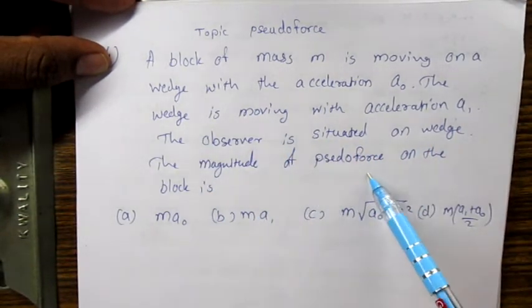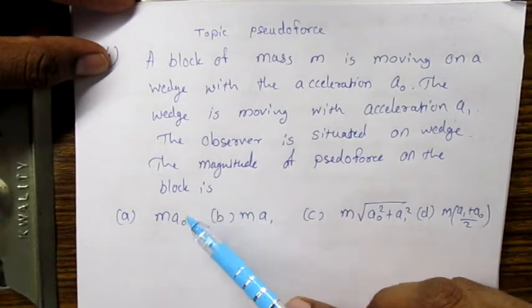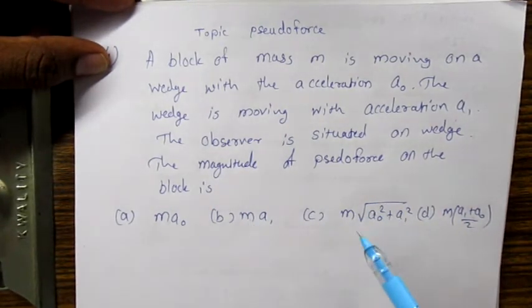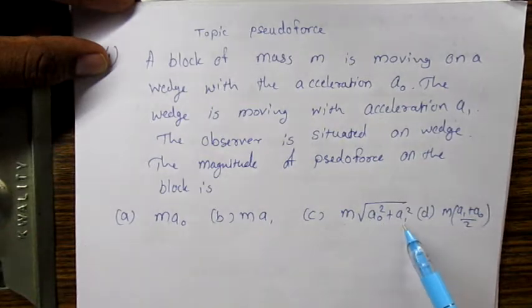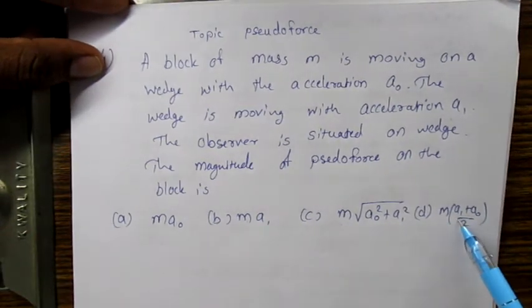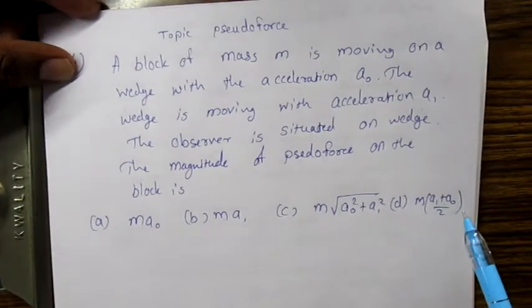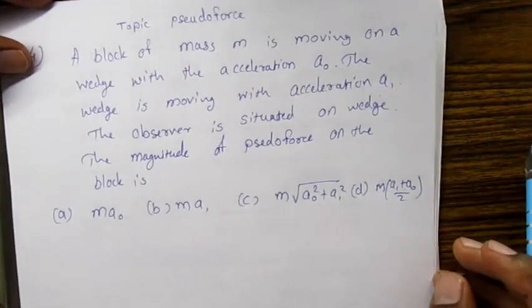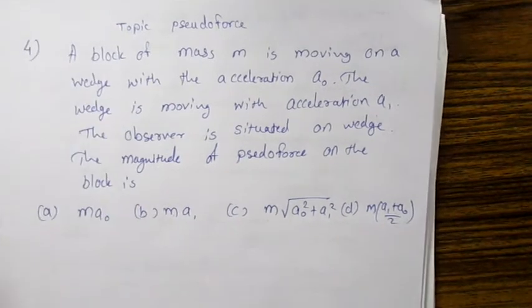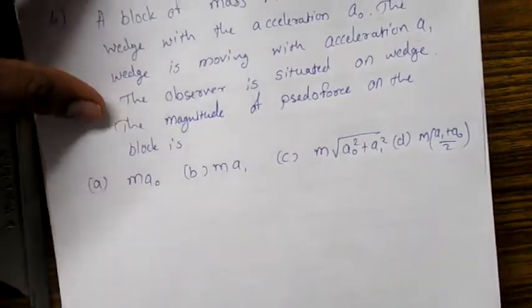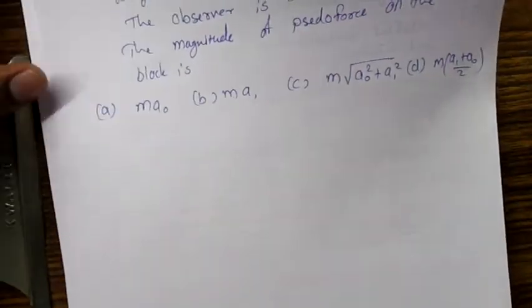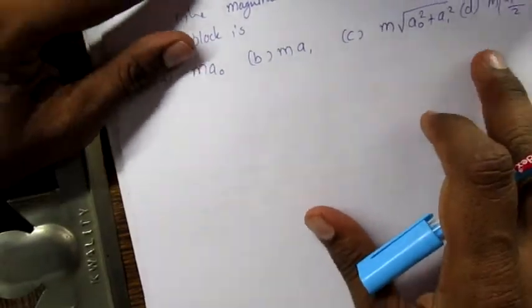The magnitude of pseudo force on the block is: ma0, ma1, m under root of a0 square plus a1 square, m(a1 plus a0)/2. Fine. So these are the options given in the question. Okay, so what is pseudo force? You should first know the concept of pseudo force. So I'll brief the concept of pseudo force here.